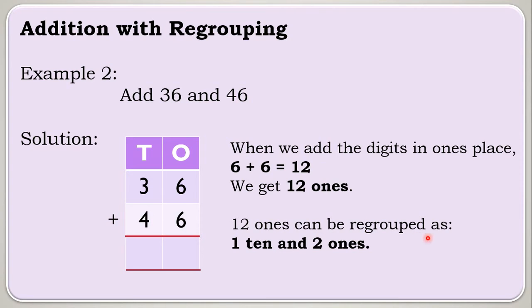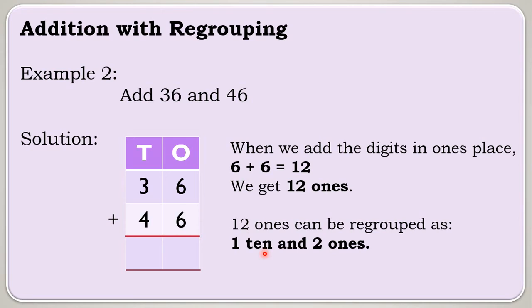12 ones can be regrouped as 1 ten and 2 ones, because in 12 ones we can rearrange or regroup as 10 in one group and 2 in other group. So when we make such an arrangement, regrouping, there will be 2 ones and 1 tens. There is one group of 10 ones. Therefore, we can say that as 1 ten.